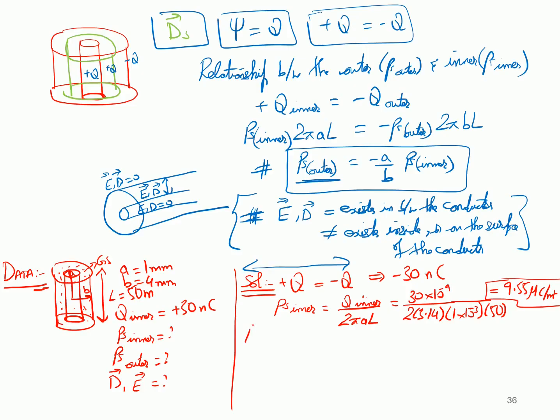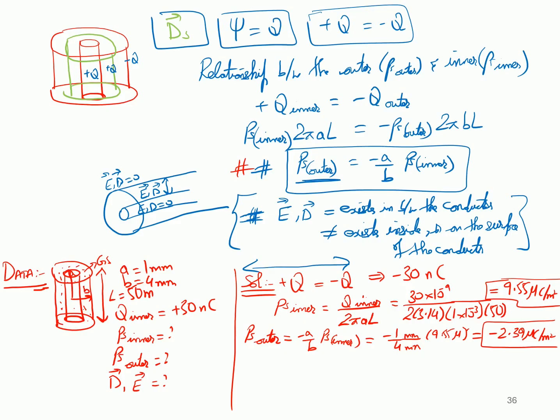Now if I want to find the surface charge distribution of the outer conductor, I can use this equation, that is the ratio of minus A by B times whatever is the answer of the surface charge of the inner conductor. So it comes out to be minus 1 divided by 4 millimeter, and the value of inner charge is 9.55 microcoulombs. So the answer comes out to be minus 2.39 microcoulomb per meter square.